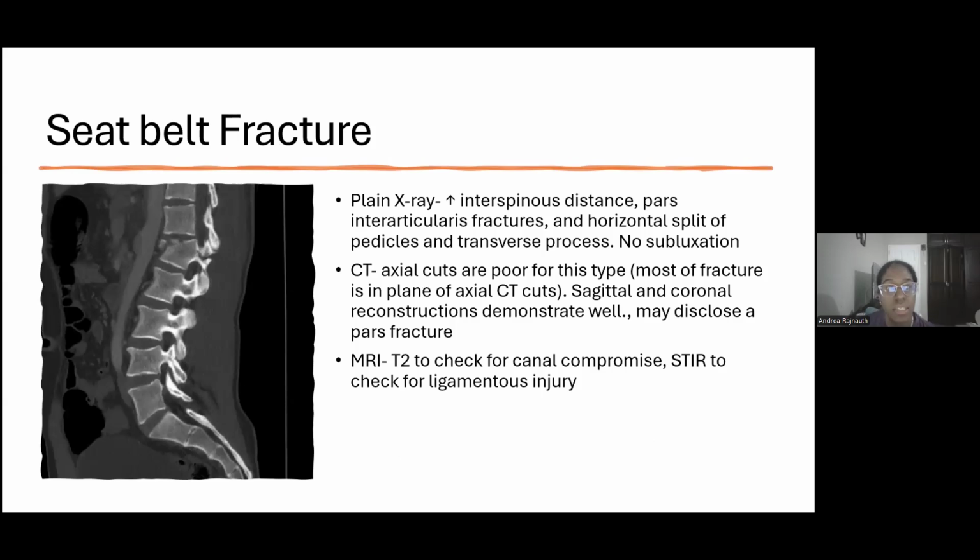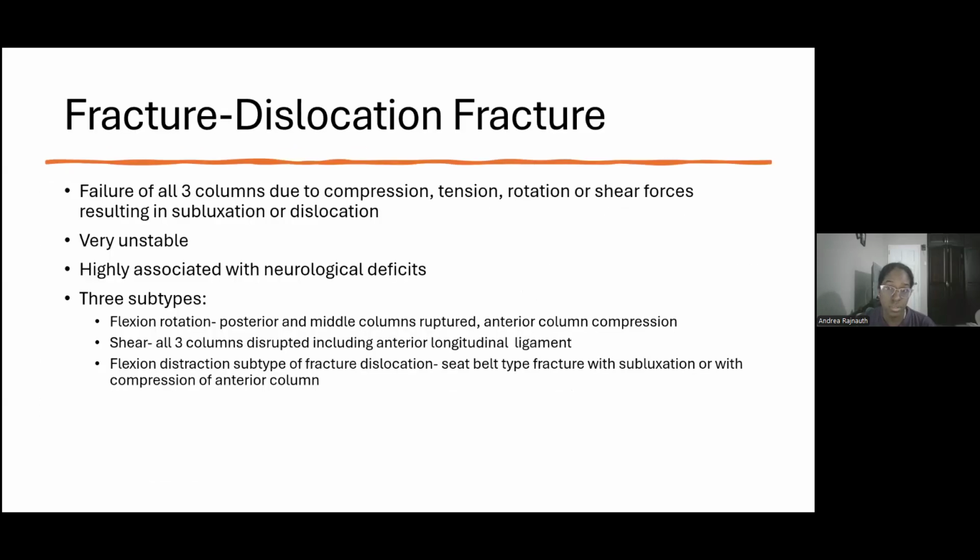All right, so identifying a seatbelt fracture on plain X-ray, there's usually an increase in the interspinous distance, pars interarticularis fractures, and horizontal split of the pedicles and transverse process. There's no subluxation. CT on axial view is poor for this type. It's usually recommended to do sagittal or coronal reconstructions, which may disclose a pars fracture. MRI may be done to check for canal compromise or ligamentous injury.